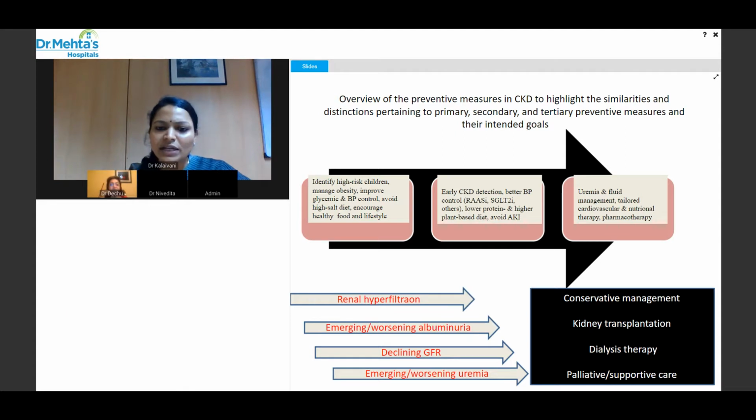And once you diagnose a child as having chronic kidney disease, if you fail the conservative management, the next step would be priming the child and the family on the whole for renal transplant. And we should always know that dialysis is only a bridge to renal transplant, and it is not the treatment for all CKD children.